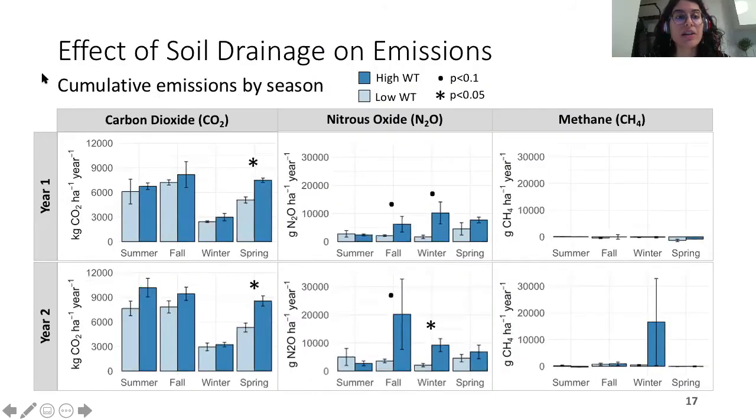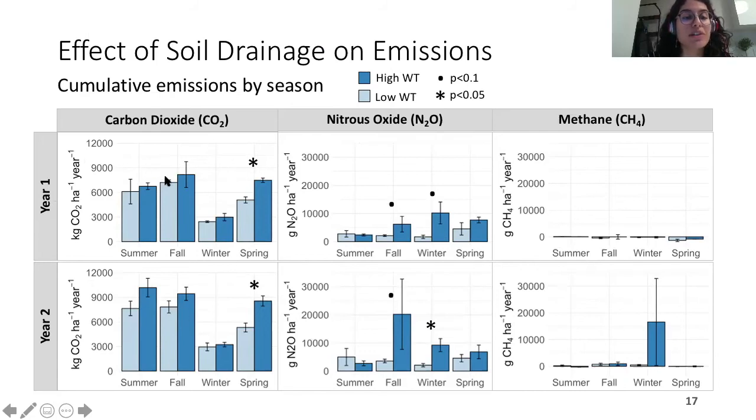And here in this slide, I'm showing cumulative emissions by season. So in the top row, I have year 1. In the bottom row, I have year 2. On the left, I have carbon dioxide, in the center is nitrous oxide, and on the right, I have methane. And the color coding is the same. So dark blue for high water table and light blue for low water table.